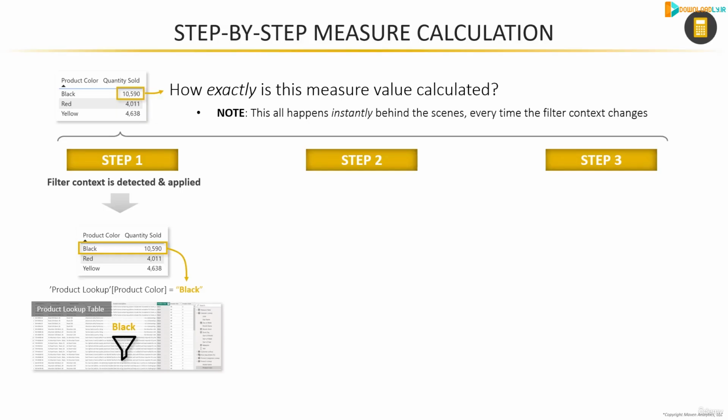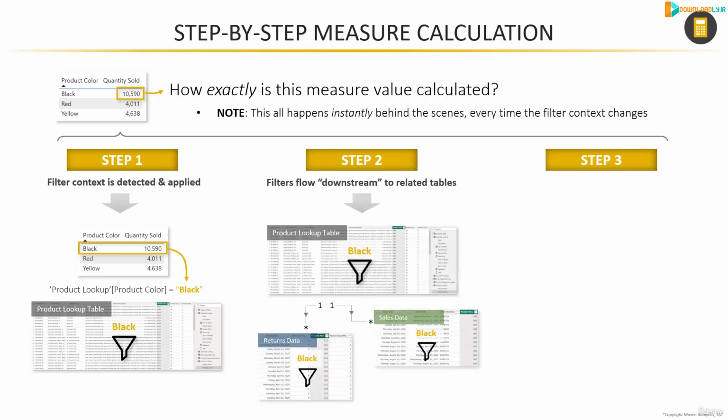And from there, we move into step two, which is where that filter context of product color equals black flows downstream to all of the related tables. If you think back to that data modeling section, you've got all of your one-to-many relationships, looking up to data tables. That's why those relationships are so important. So if you had a model like this, where the product table was connected to two data tables, sales and returns, you would see both of those data tables filter down accordingly to only the product IDs where the product color equals black. So you would basically end up with a filtered down version of both of those data tables.